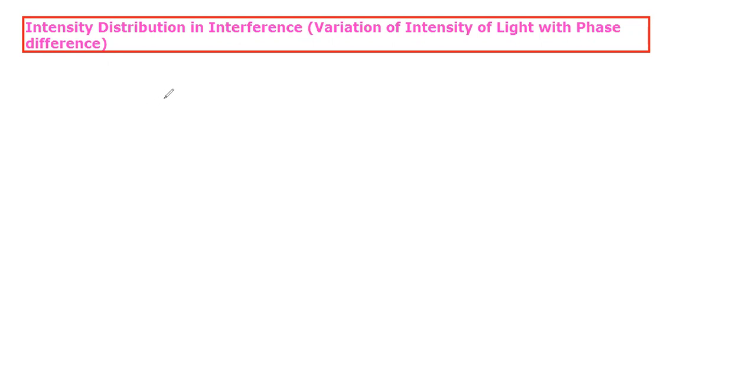Now, children, you have already seen when I was discussing that the resultant amplitude A was given by the formula A1 square plus A2 square plus twice A1 A2 cos phi. What is this phi? This phi was the phase difference. So A square was equal to A1 square plus A2 square plus twice A1 A2 cos phi. Here this A was the resultant amplitude, and A1, A2 were the amplitudes of the interfering waves.